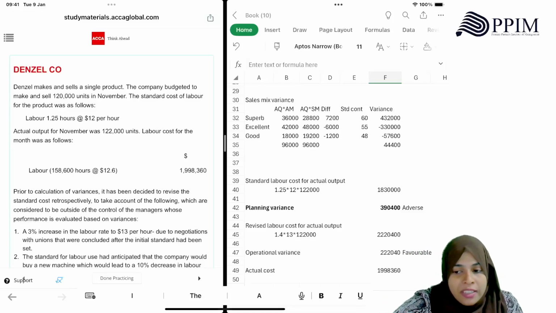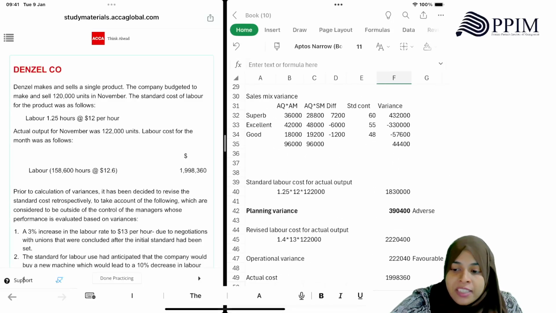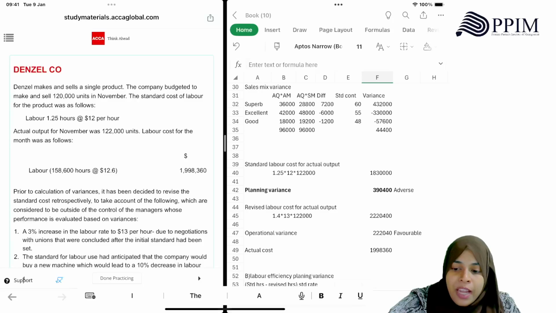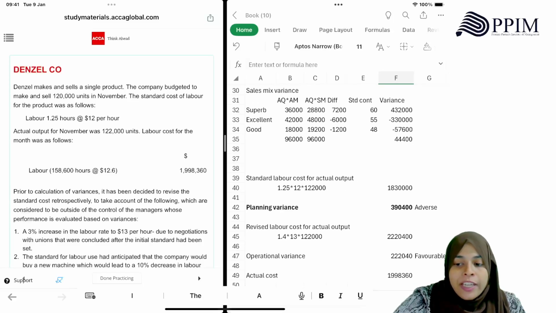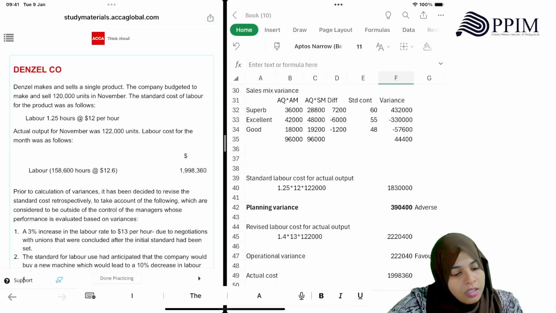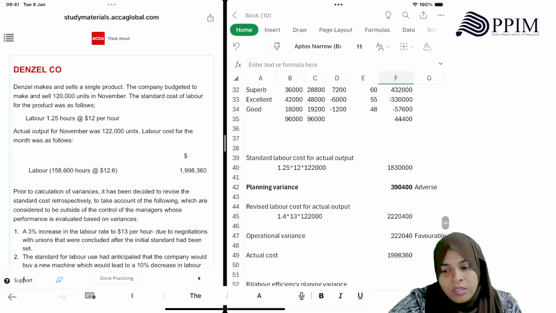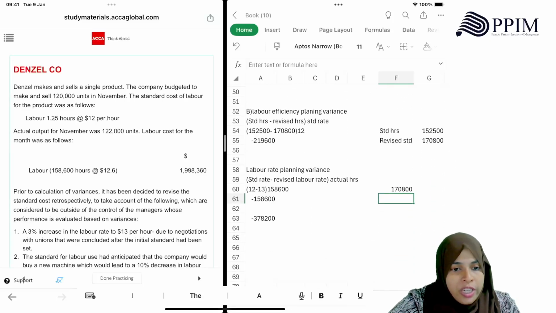You know why? In this case, it's like that. In general, we take actual hours. In this case, the planning variance has come only due to differences in what? Standard cost and revised labor cost for actual output. In this case, we have not taken the actual cost. We have found the planning variance by taking the difference between standard labor cost for actual output and revised labor cost for actual output. Because of this reconciliation only, other than that, generally this formula you don't change.